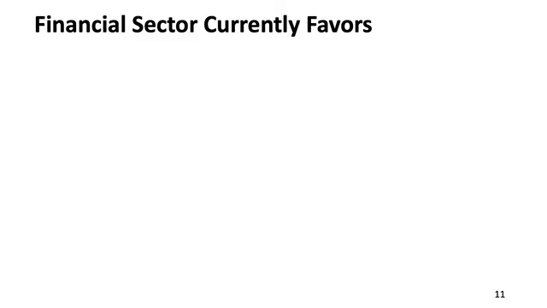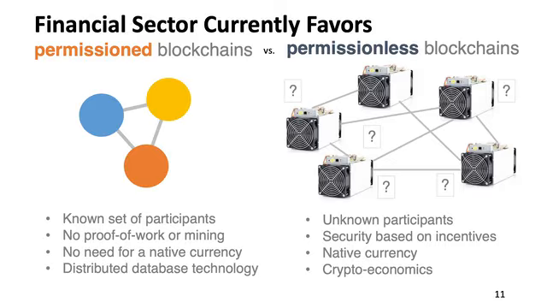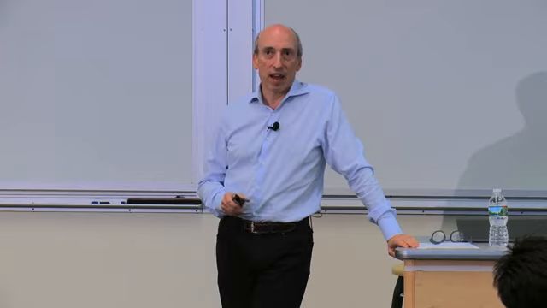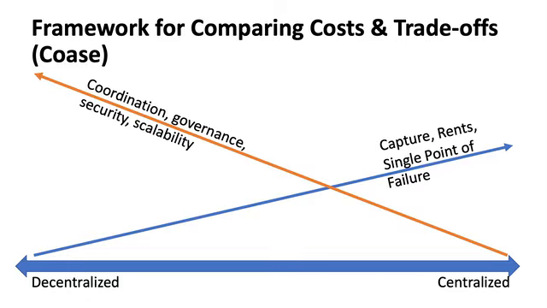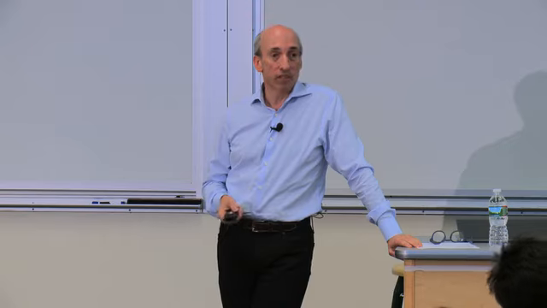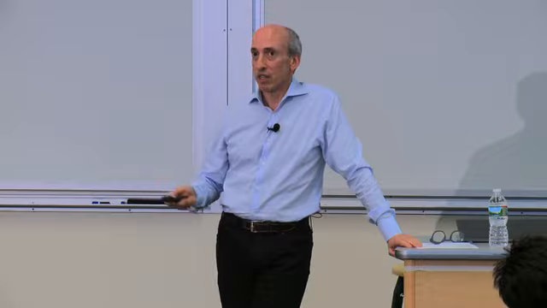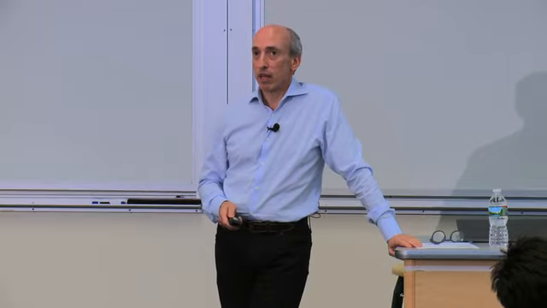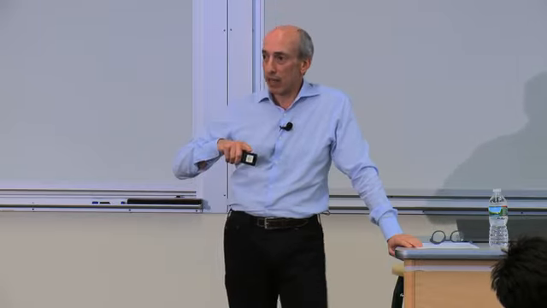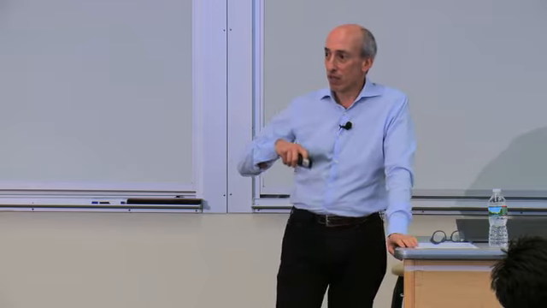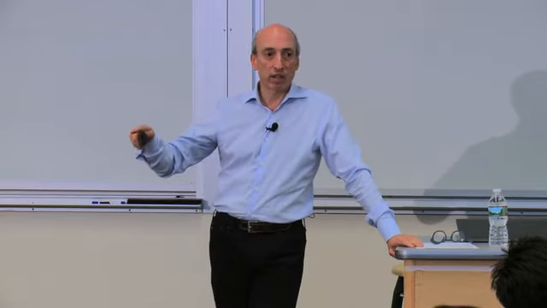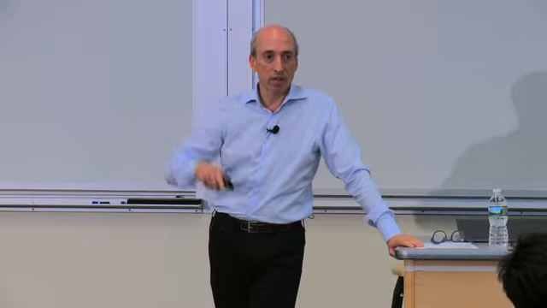So as we've talked about, the financial sector pretty much favors permission systems. The financial sector is saying, nope, too many costs of coordination, governance, security, privacy, and scalability. We're over on the other side. And so that's where they are today. I'm not sure that's where they'll be in 5 or 10 years, but it is definitely where they are today.